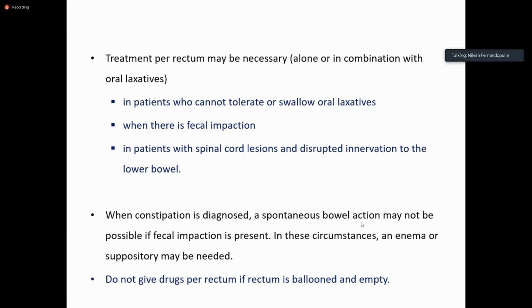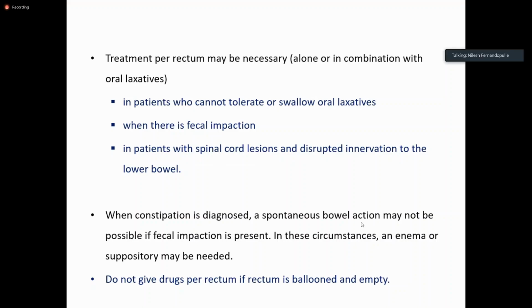And people who have spinal cord problems, nerve problems, the stools will be coming to the rectum and getting stuck there. Again, those people need rectal laxatives. So you need to be able to find out. A DRE at that point is very useful to know whether oral laxatives or rectal laxatives are useful.